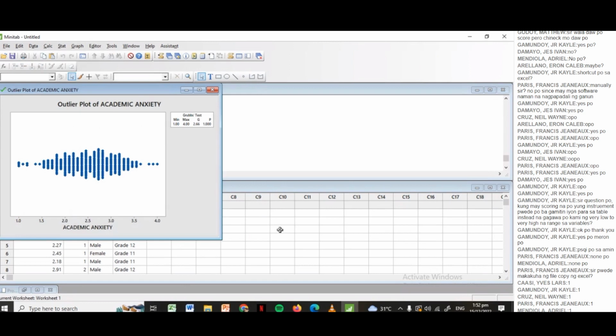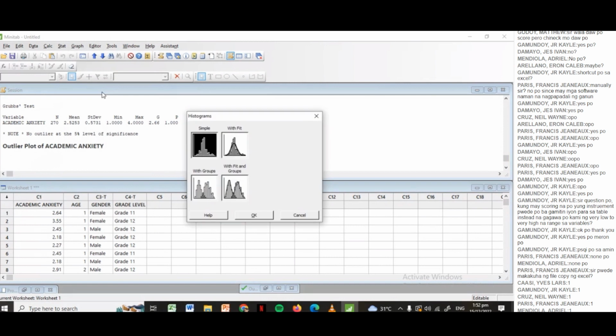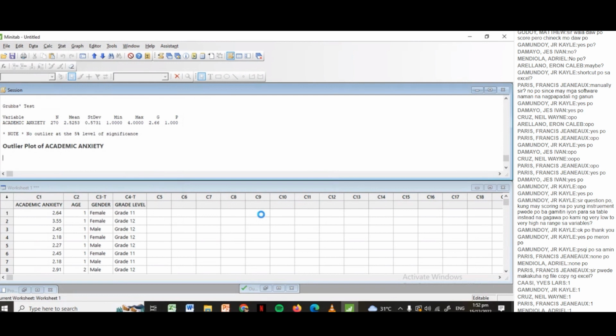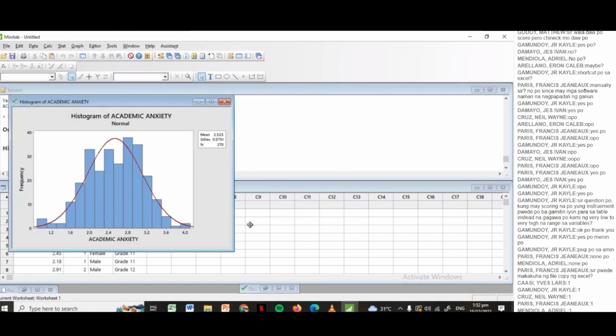Okay, so this is now the outlier plot. Usually, I do not present the outlier plot in my analysis, but what I do is I generate a histogram with fit to show the normality of the data that I have there. As you can see, it's not skewed to the left and it's not skewed to the right. So basically, in our assumption, this is normally distributed.